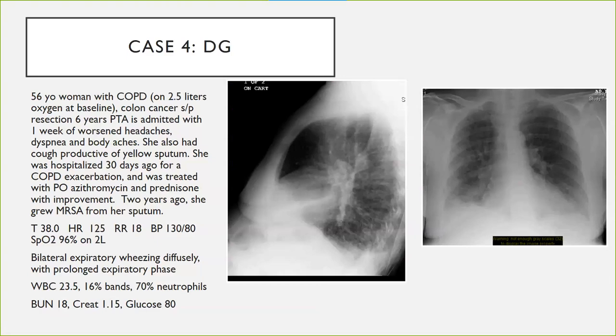On physical exam, her temperature is 38, heart rate is 125, blood pressure 130/80. She has bilateral expiratory wheezing diffusely and has a prolonged expiratory phase. White count is 23.5 with 16% bands, and her BMP levels are there. This is her chest X-ray. She has an infiltrate on the right side and possibly a small right pleural effusion on the lateral.